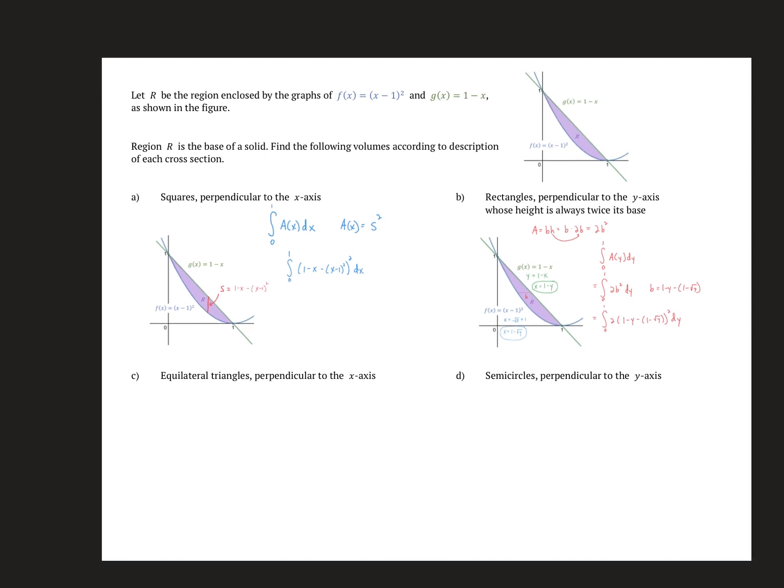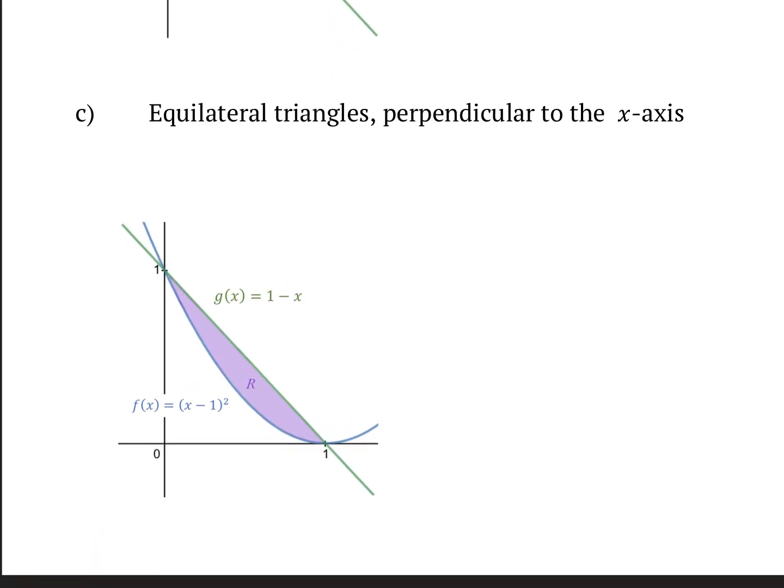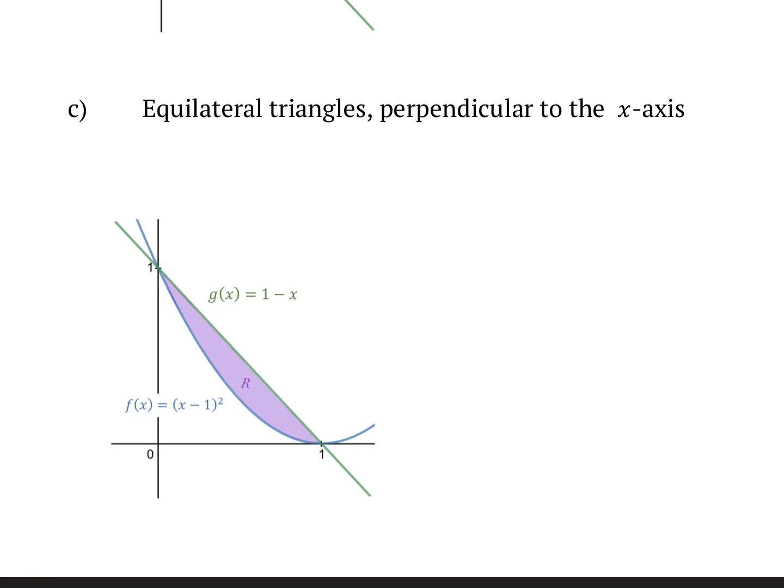Okay, next one. So let's grab one of these pictures. Okay, so now cross sections are equilateral triangles and they're perpendicular to the x-axis. Okay, perpendicular to the x-axis means everything's going to be in terms of x, so we can deal with these functions as they're written. Okay, so we'll start off with, we know it's going to go from 0 to 1, because that's where the shaded region goes from and to in terms of x.